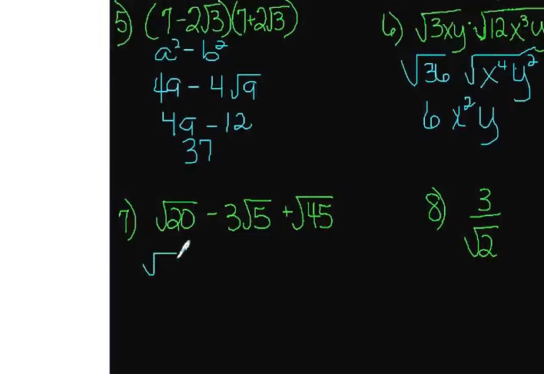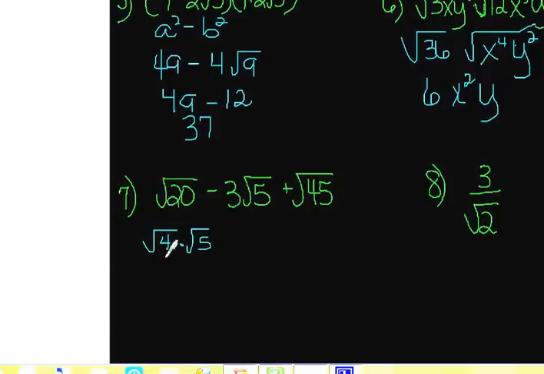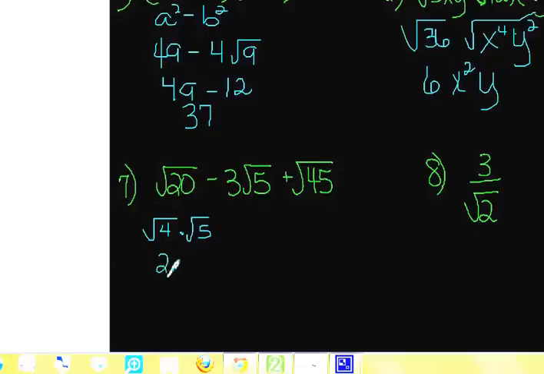So again, I'm going to start with 20, which is square root of 4 times the square root of 5, which I'm going to now replace the square root of 4 with a 2. So that's 2 root 5. And I've got a 3 root 5, and those are the same kind. They're the same kind when the number underneath the radical is the same.